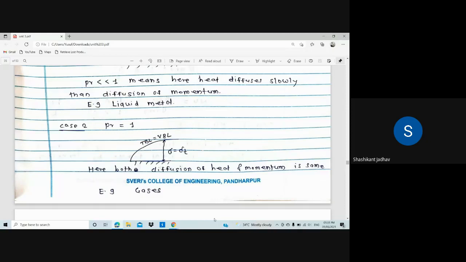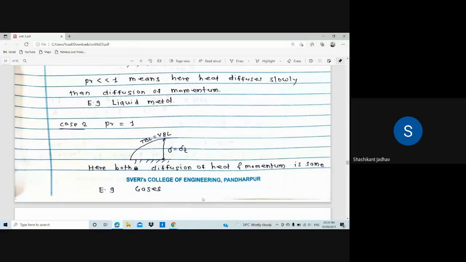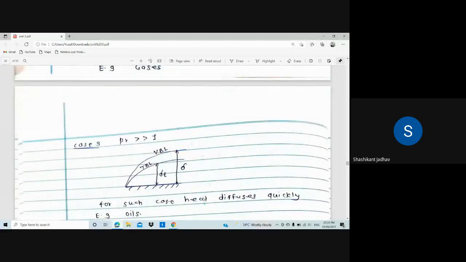So write down here both the diffusion of heat and momentum is the same. Example: gases.